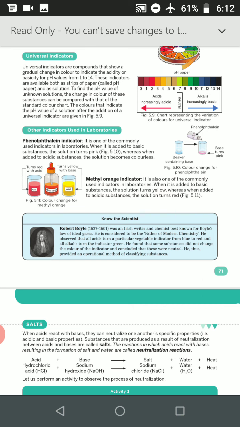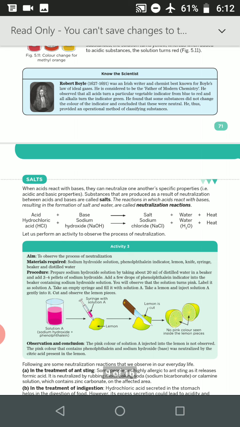Next, salts. What are salts? When acid and base react together, they form salt and water. The basic reaction is given; see the figure. Acid plus base gives rise to salt plus water plus heat. Such substances are produced as a result of a neutralization reaction. That is, the reaction between acid and base to give salt and water is called a neutralization reaction.